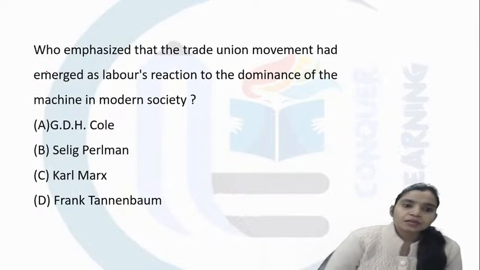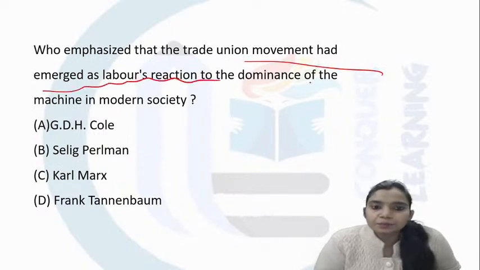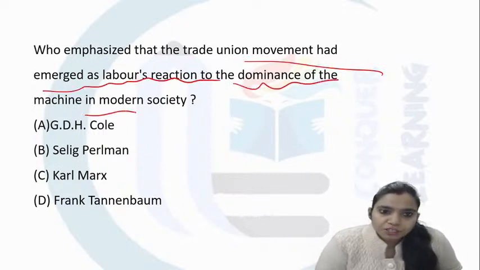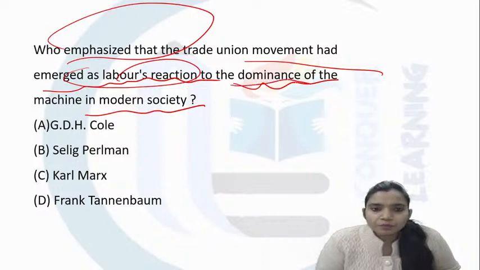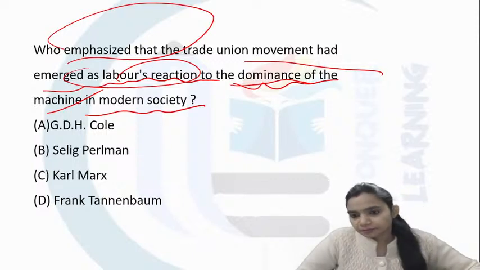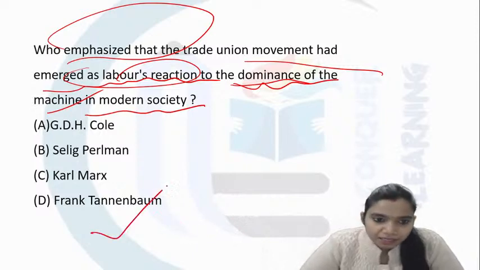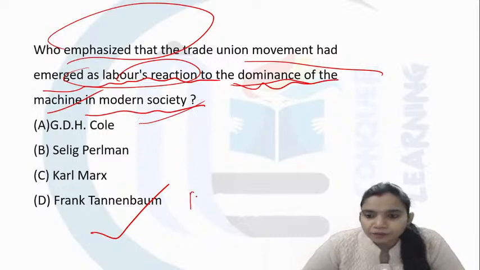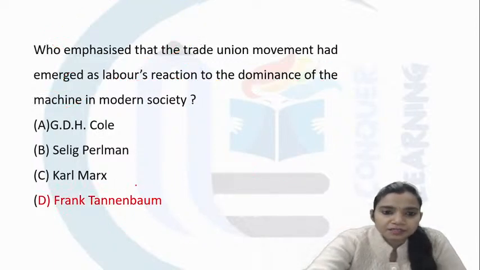Fine, Tarun, thank you. Now the next question related to this is, who emphasized that the trade union movement had emerged as labor's reaction to the dominance of the machine in the modern society? G.D.H. Cole, Selig Perlman, Karl Marx, Frank Tannenbaum. Yes, so the answer is, Kunmun has answered D. So it is the machine era, men versus machine. So it is Tannenbaum, right? Frank Tannenbaum is the answer for this.